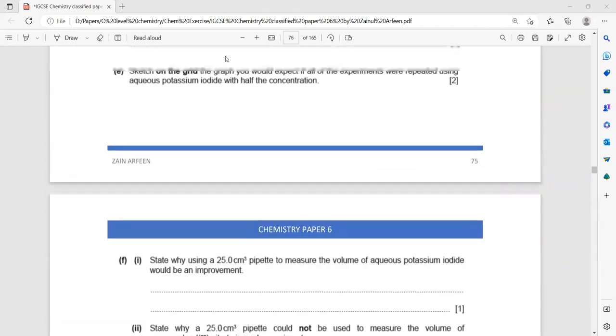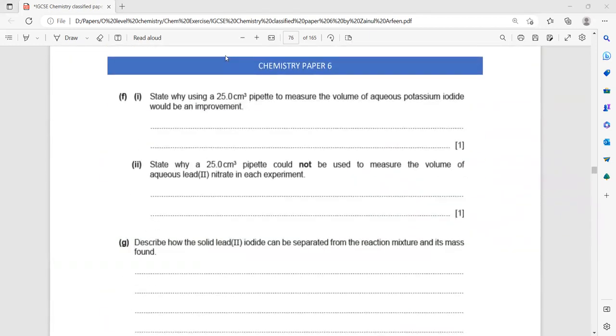The next part: state why using a 25 cm cube pipette to measure the volume of potassium iodide would be an improvement. Because it's more accurate, as it can accurately measure the volume of 25. And why could a 25 cm cube pipette not be used to measure the volume of lead nitrate in each experiment?